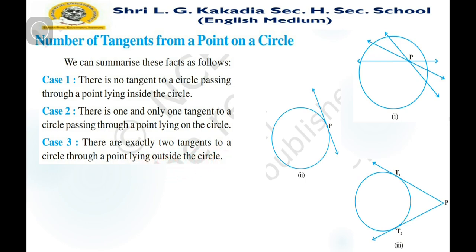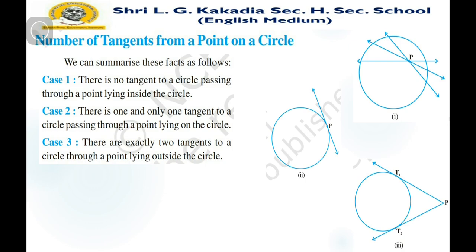In this way, if the point is given inside the circle, then we cannot find any tangent to the circle, and if we take a point on the circle, then we can find one and only one tangent. If we take a point outside the circle, then we can find two tangents passing through this point to the circle.